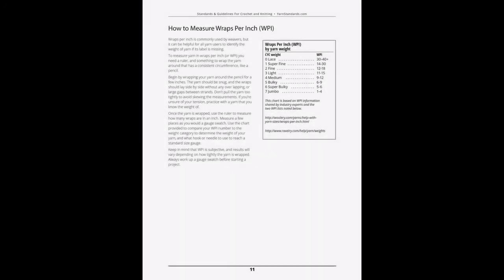It also has a page that shows you how to calculate wraps per inch, which is helpful if you have yarn that doesn't have a label on it and you're trying to determine what size or weight it is. So it shows you how many wraps per inch to determine if the yarn is medium weight, jumbo, bulky, super bulky, fine, whatever it might be.